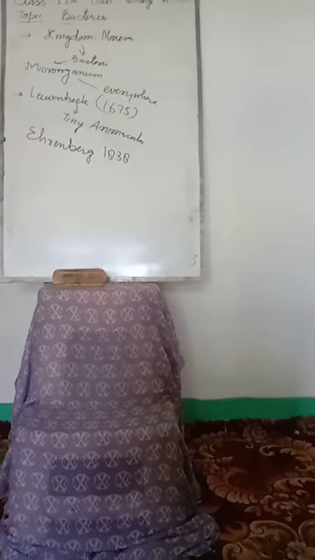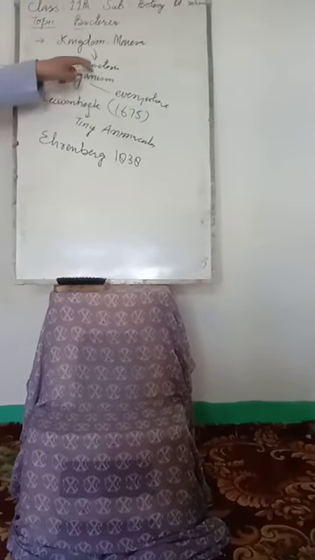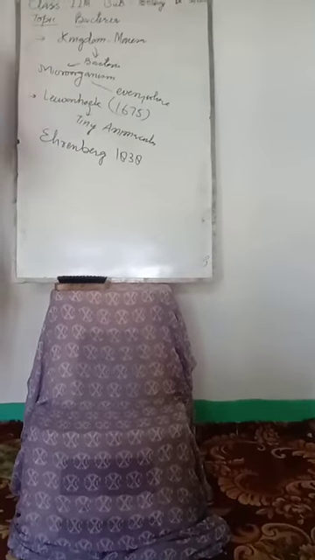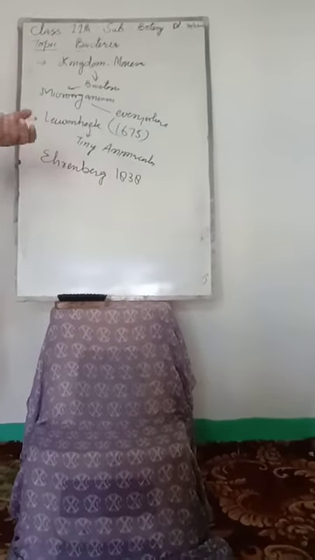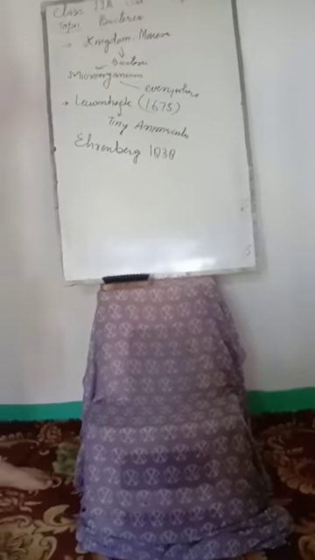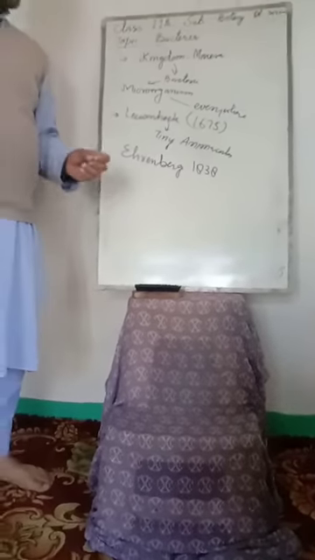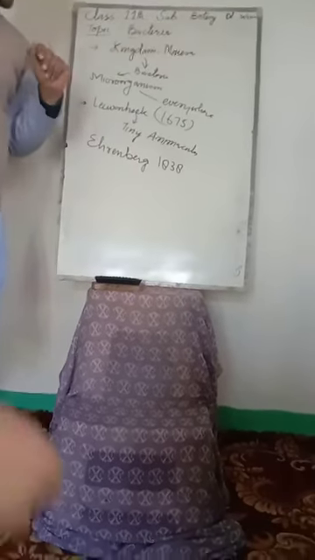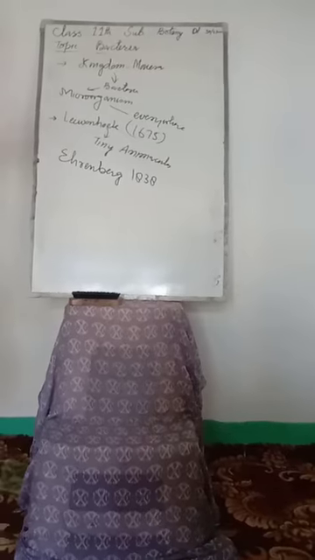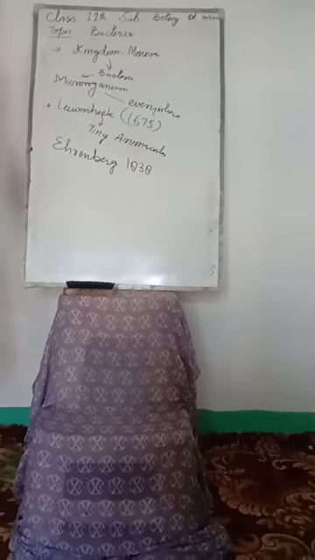Let me repeat: bacteria are the sole members of kingdom Monera. They are mostly microorganisms and are found everywhere. They were discovered by Leeuwenhoek in 1675, who called them tiny animalcules. Later on, Ehrenberg in 1838 coined the term bacteria for these tiny animalcules.